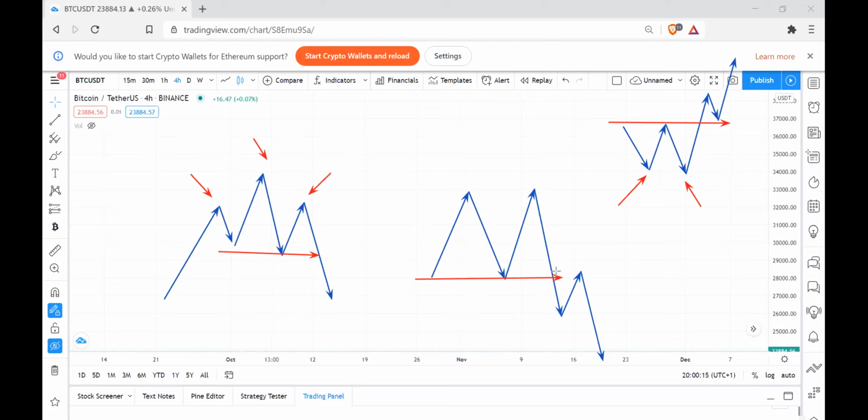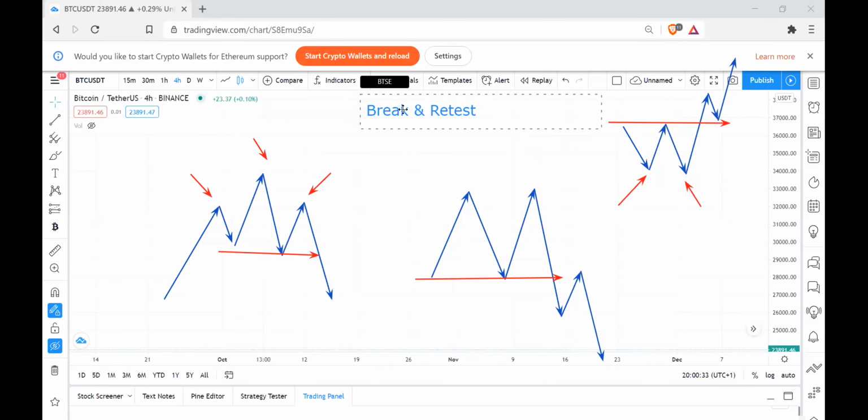So, how do we take advantage of things like that? A strategy to use when trading is called the break and retest. The break and retest strategy simply means that you're waiting for a significant level to be broken out of or into, and then you'd be taking a trade after it retraces. That retracement is called the retest.